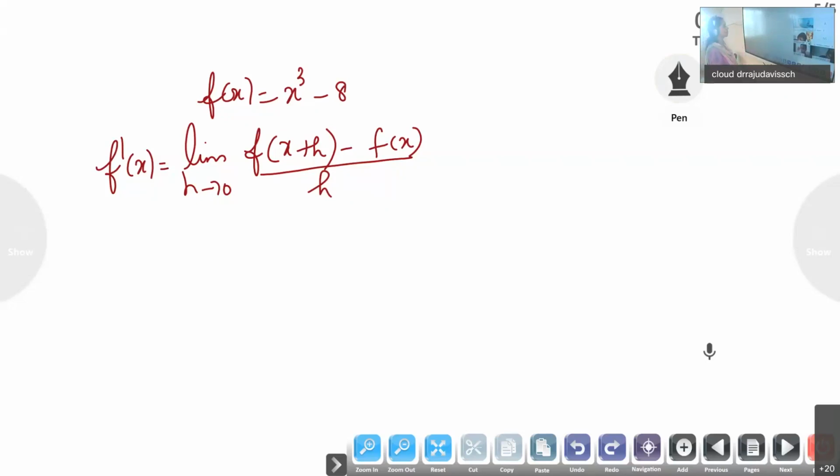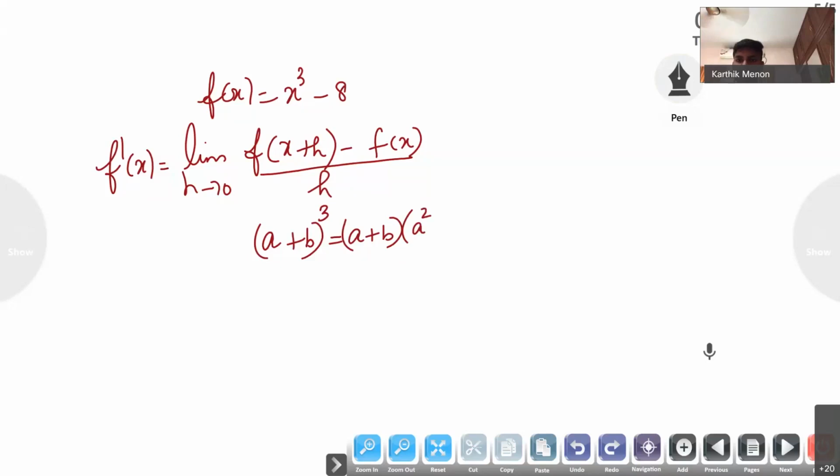f of x plus h, the whole cube. What is a plus b the whole cube? What's the expansion of a plus b the whole cube? Karthik, can you give this one? Ma'am, a plus b into a square plus ab plus b square. Is it correct?